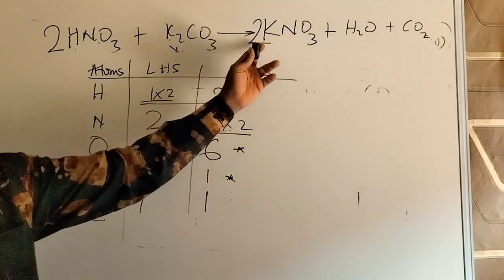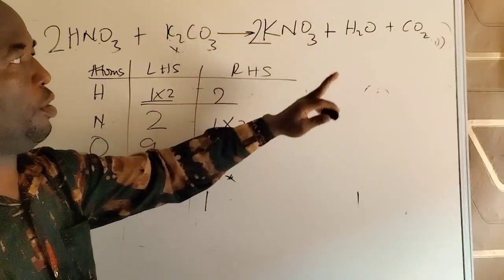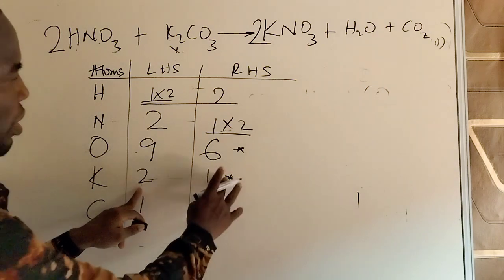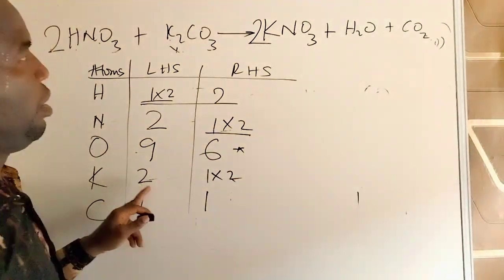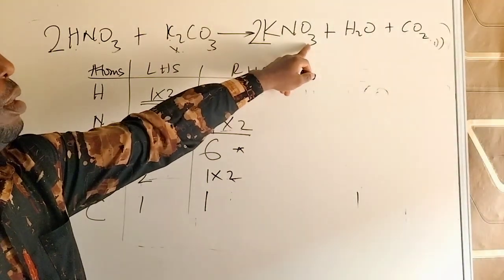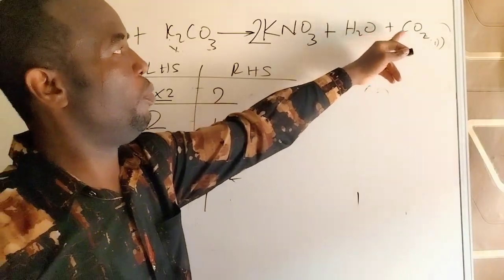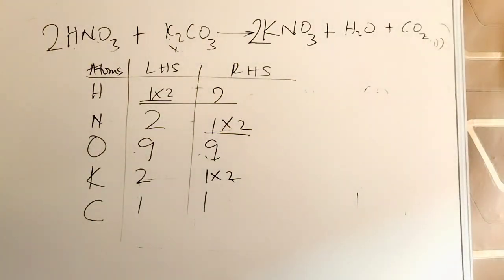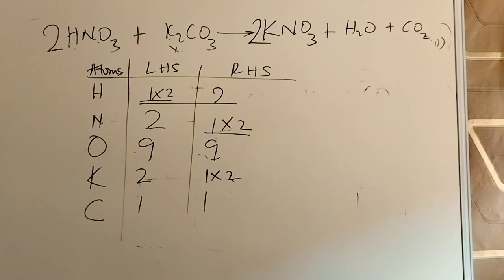We are going to affect the element behind nitrogen. Potassium becomes 2 now by doing that. Then oxygen becomes 2 times 3 is 6, 6 plus 1 is 7, 7 plus 2, 9. Oxygen now becomes 9. So every other thing is balanced. Having done that, we have a balanced equation. Now we take another example.